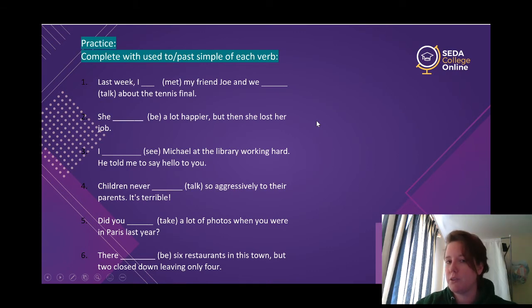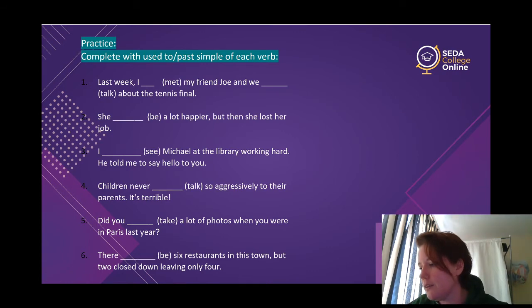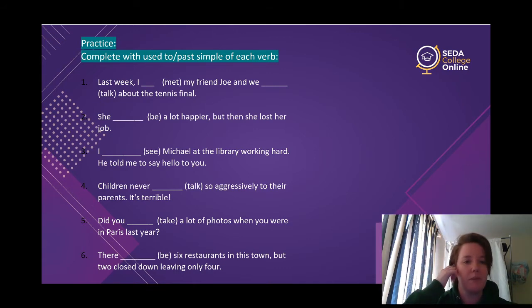So maybe I'll give you 3 minutes for this one, okay? Because it is a bit longer. I want you to write the number, and again, only write the answers. You don't need to write the full sentence.